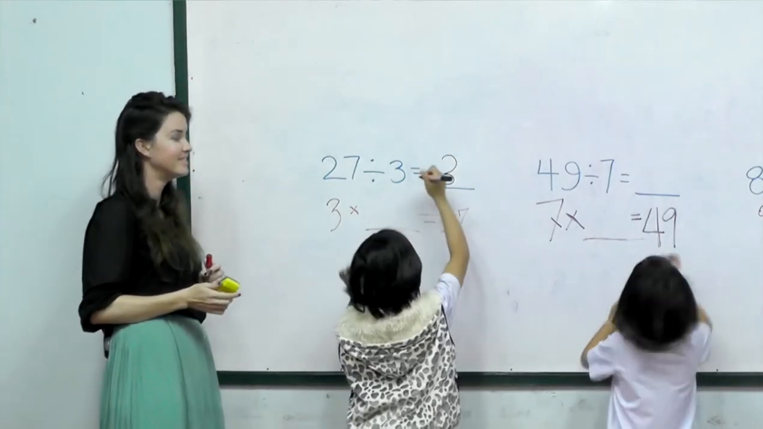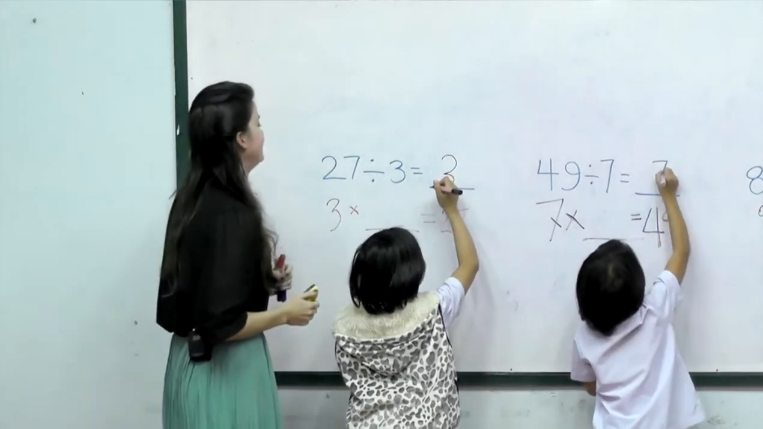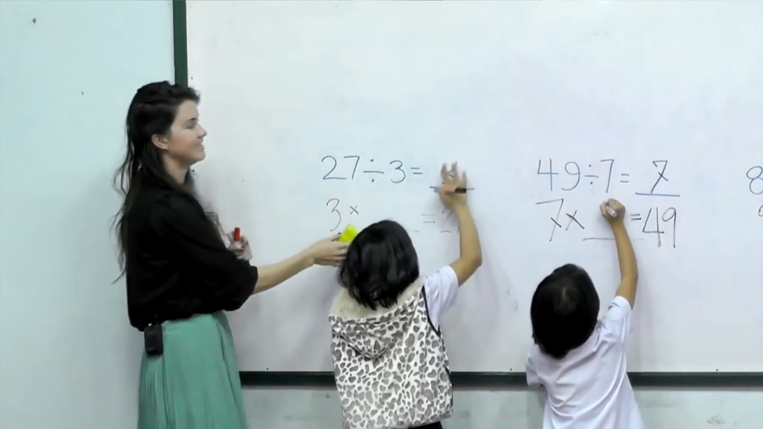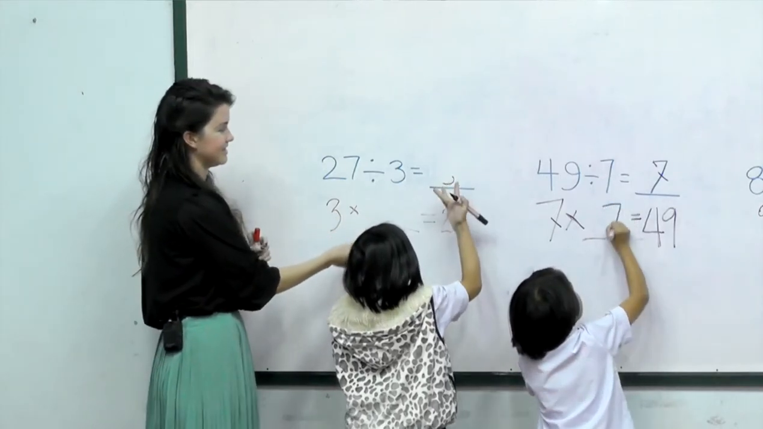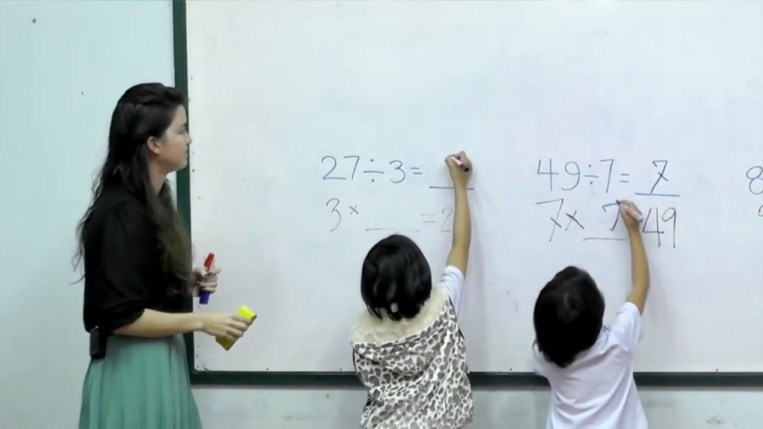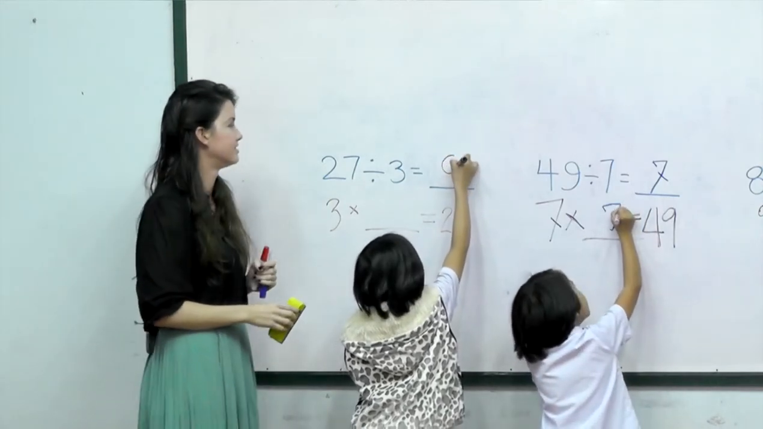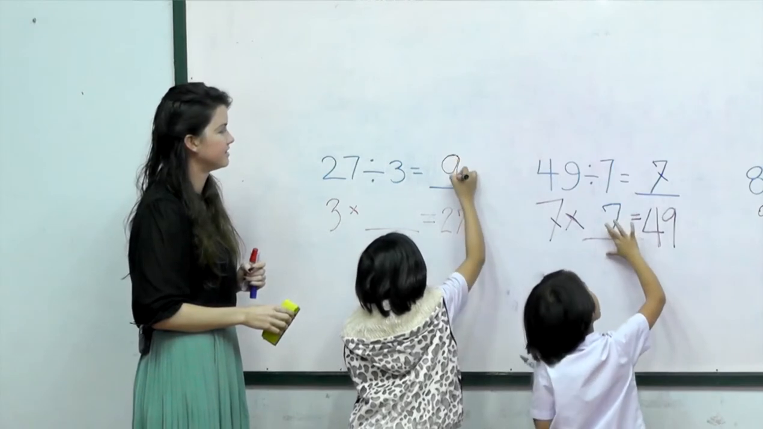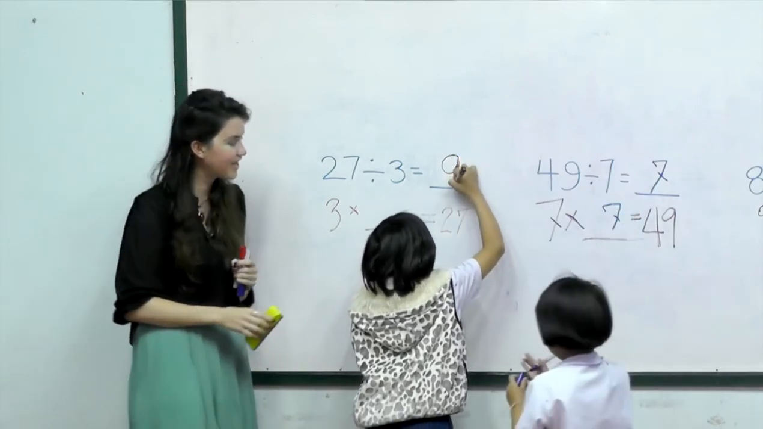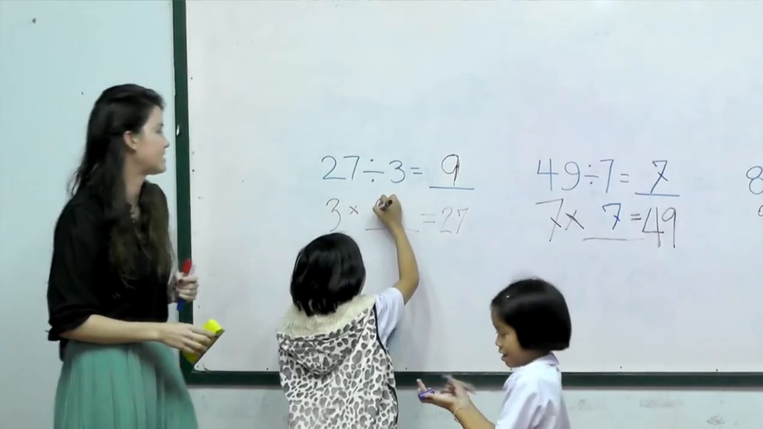Are you sure? Not three. Okay. There you go. What number is that? 9. There we go. That looks great. So that's our missing number.